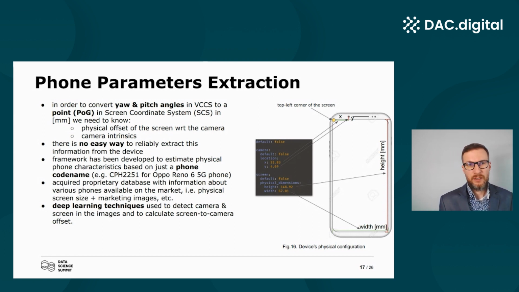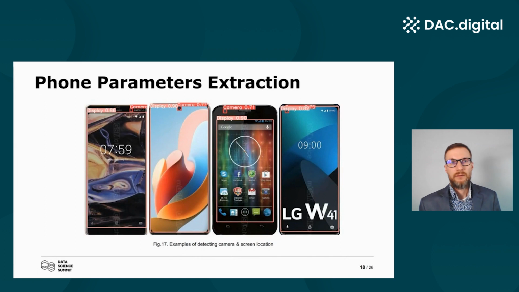On the right, you can see an example of information we're extracting. So you can see that we aim for extracting the width and the height of the screen, and also the offset between the top left corner of the screen and the camera. Thanks to a custom-trained deep neural network, we are able to locate the screen and the camera in phone images. Here you can see a few examples of how this algorithm works for various devices.